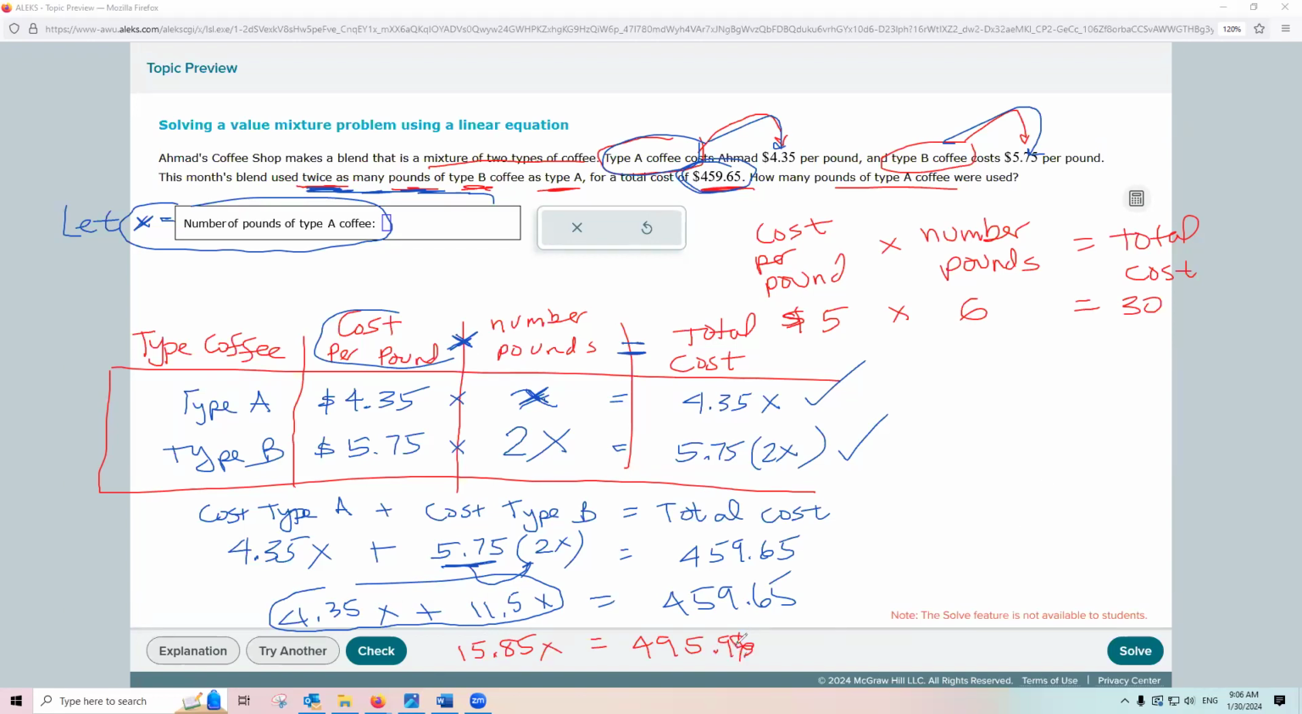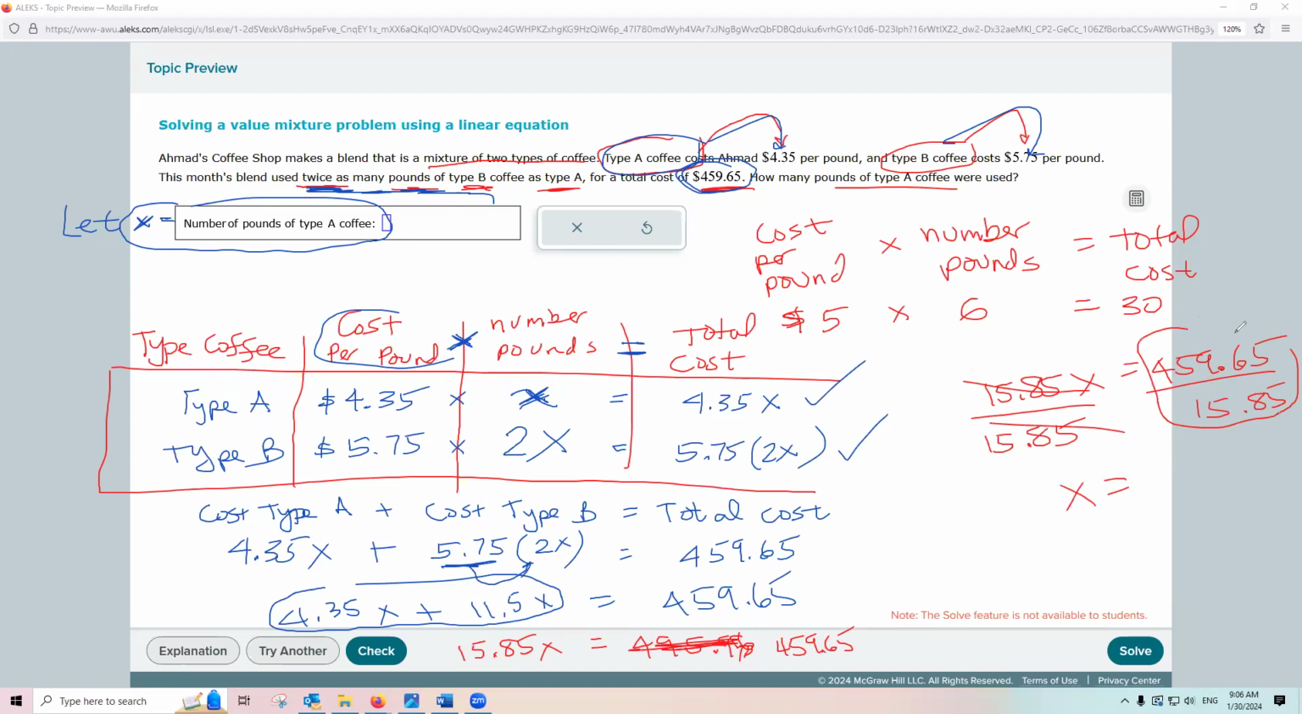Let me write it up here to finish it. So here's what we have. 15.85x equals 459.65. Last step, of course, I want to get x by itself. I'm going to divide both sides by 15.85. I have x by itself. This fraction here, of course, I'm going to go to my calculator. And if I do this on the calculator, I get 29. So x equals 29 pounds of coffee. So that's the answer on this one, 29.